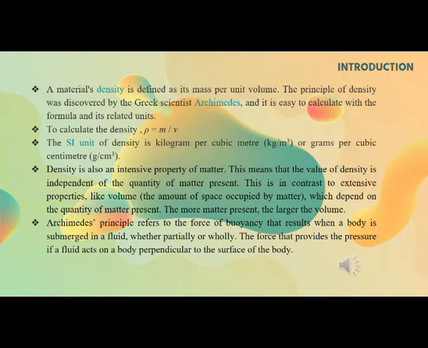Archimedes' principle refers to the force of buoyancy that results when a body is submerged in a fluid, whether partially or wholly. The force that provides the pressure of a fluid acts on a body perpendicular to the surface of the body.